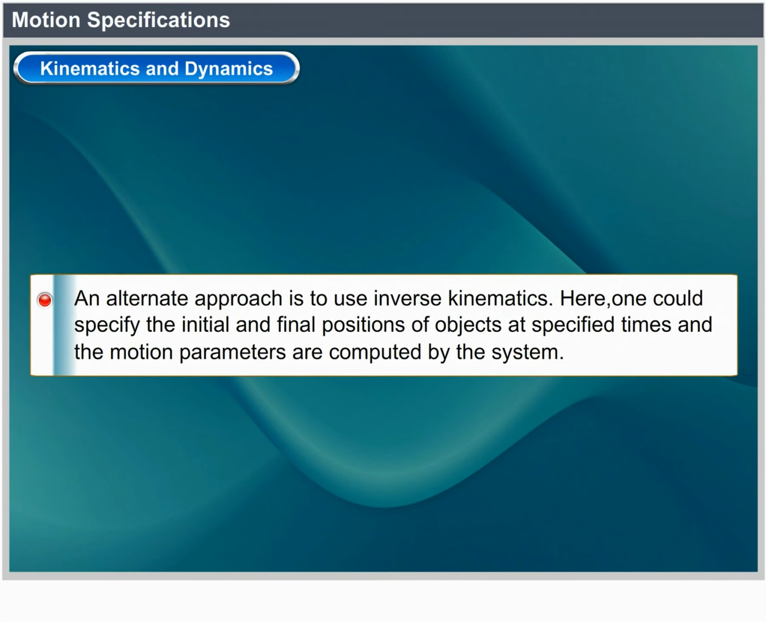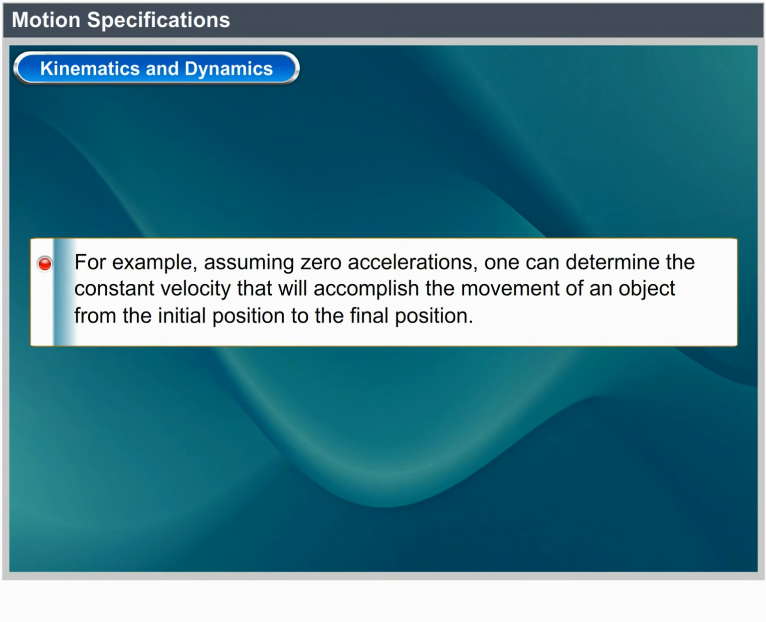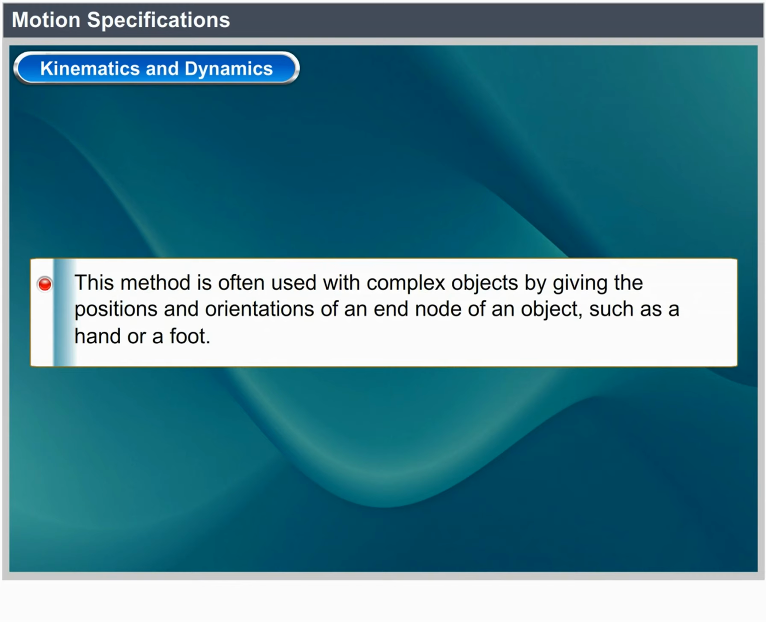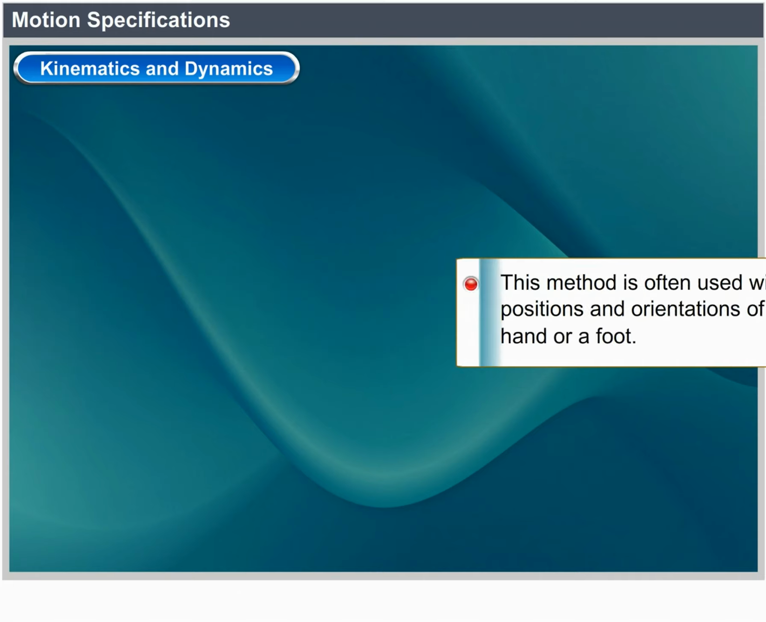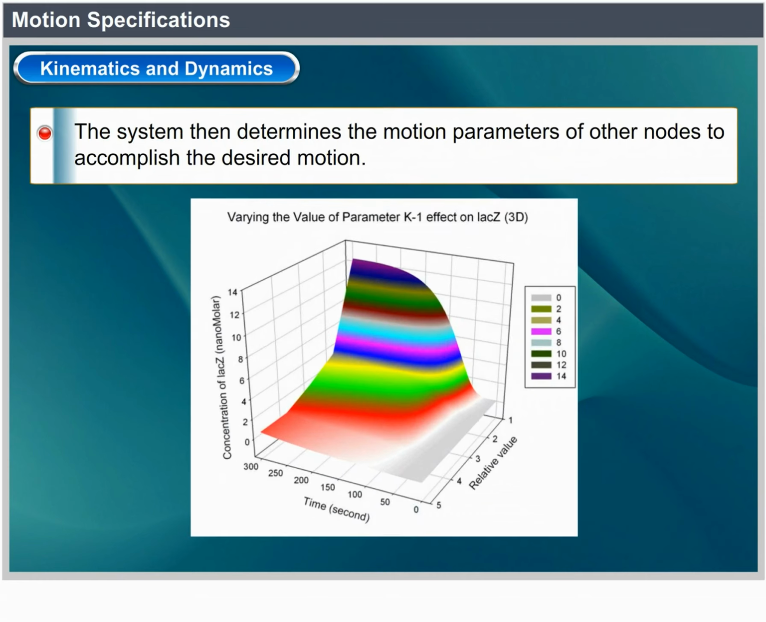Here we specify the initial and final positions of objects at specified times, and the motion parameters are computed by the system. For example, assuming zero accelerations, we can determine the constant velocity that will accomplish the movement of an object from the initial position to the final position. This method is often used with complex objects by giving the positions and orientations of an end node of an object, such as a hand or foot. The system then determines the motion parameters of other nodes to accomplish the desired motion.